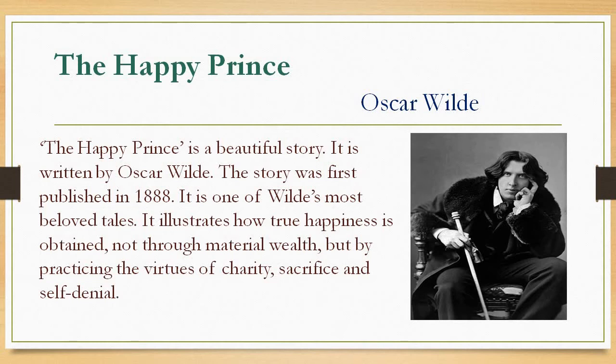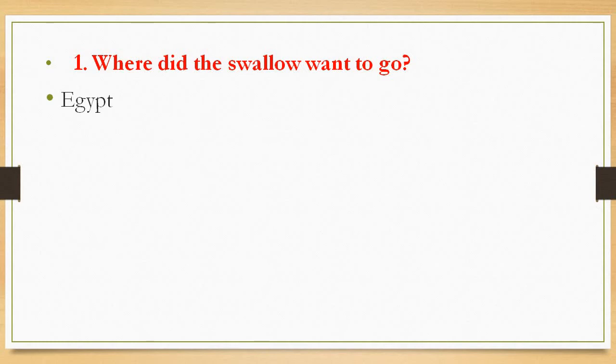It illustrates how true happiness is obtained, not through material wealth, but by practicing the virtues of charity, sacrifice, and self-denial. Let us switch over to the short answer multiple choice questions. And the first question here is, where did the swallow want to go? The first option, Egypt. Option second, Syria. Third option, the Congo, and the fourth option, India. And the correct answer according to the text of the story is Egypt.